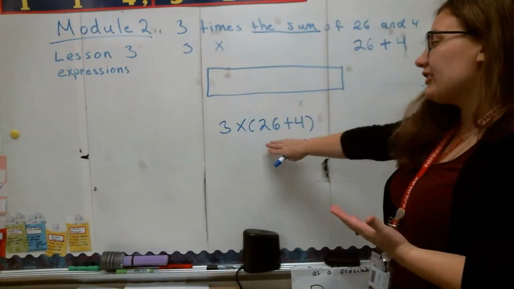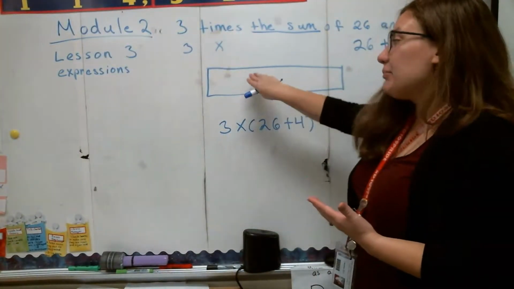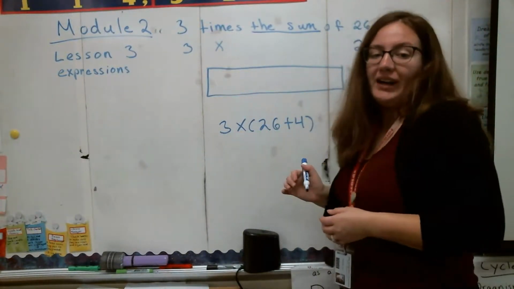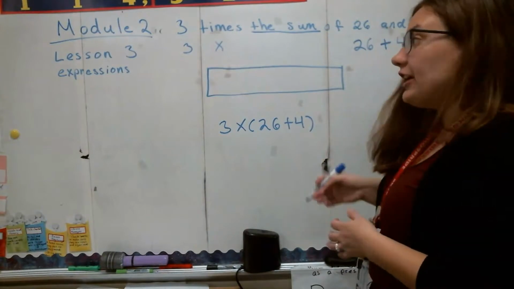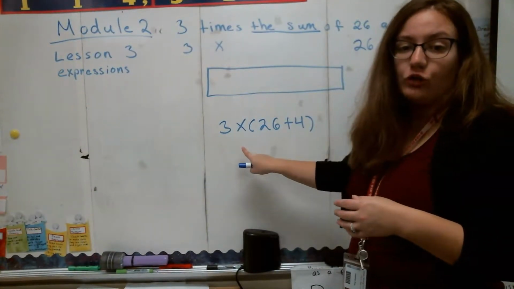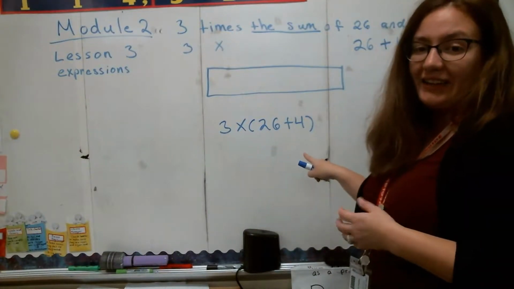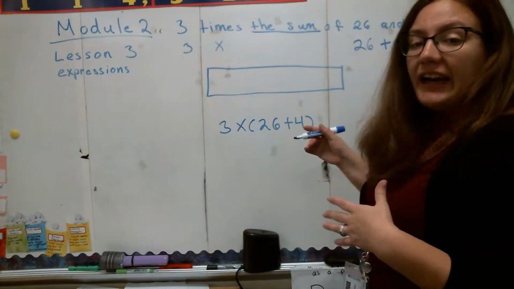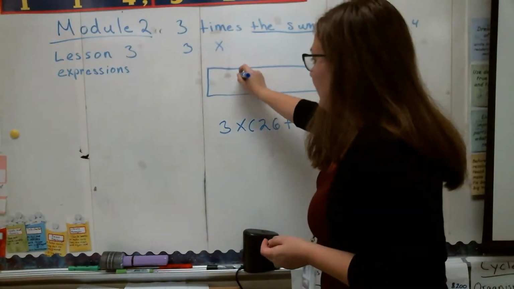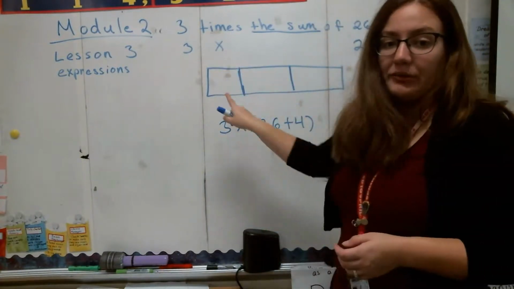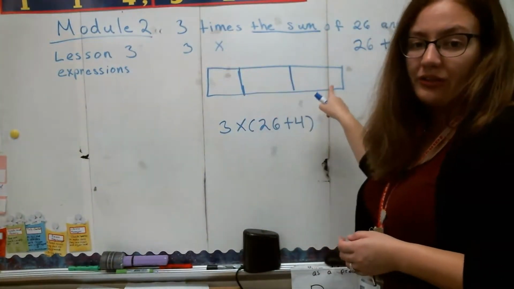What we're trying to do is take this and put it into a tape diagram to visualize what is happening here. Another way that I could look at this problem is I could see it as 3 groups of 26 plus 4, or the sum of 26 and 4. So if I have 3 groups, I'm going to take my tape diagram and split it into 3 groups. So I have 1, 2, 3 groups.